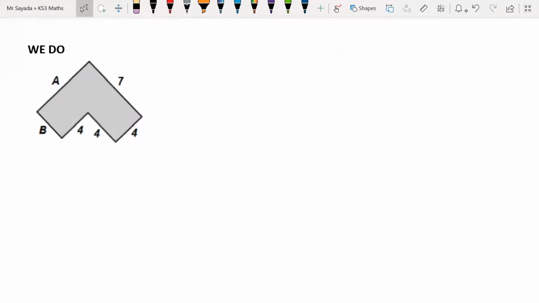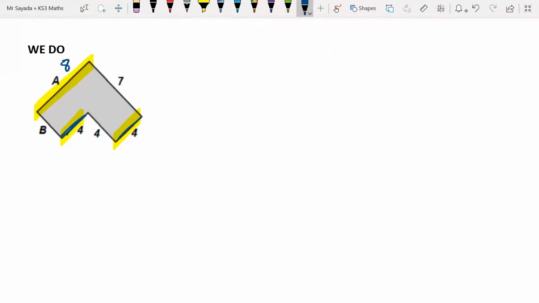You should have now had a go at this question. So step one, you should have found what A and B are. To do that, this is A, this is 4, this is 4. What's A? Say your answer to the video. You should have said that A is 8, because it's going to be the sum of this side and this side.